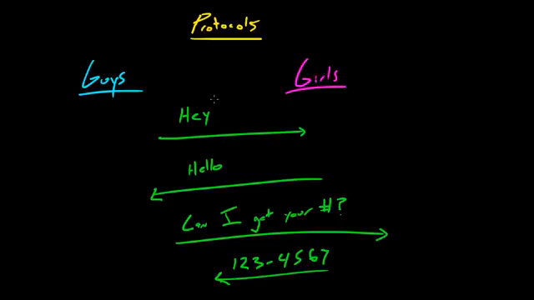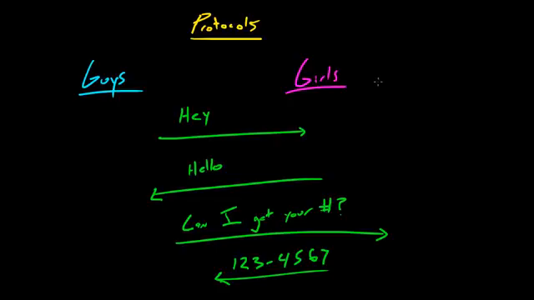Well, first of all, you notice that only one person is talking at a time. They aren't talking at the same time. If the girl said, hello, and the guy said, hey, at the same time, they wouldn't be able to hear each other. And if the guy said, can I get your number? And she was saying hello, of course, no one would be able to understand each other. So only one person talks at a time. That's one of the rules.